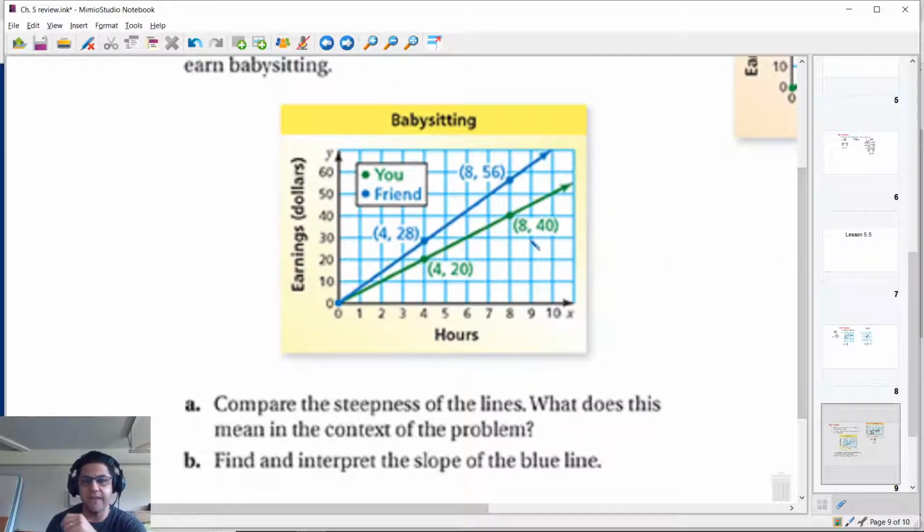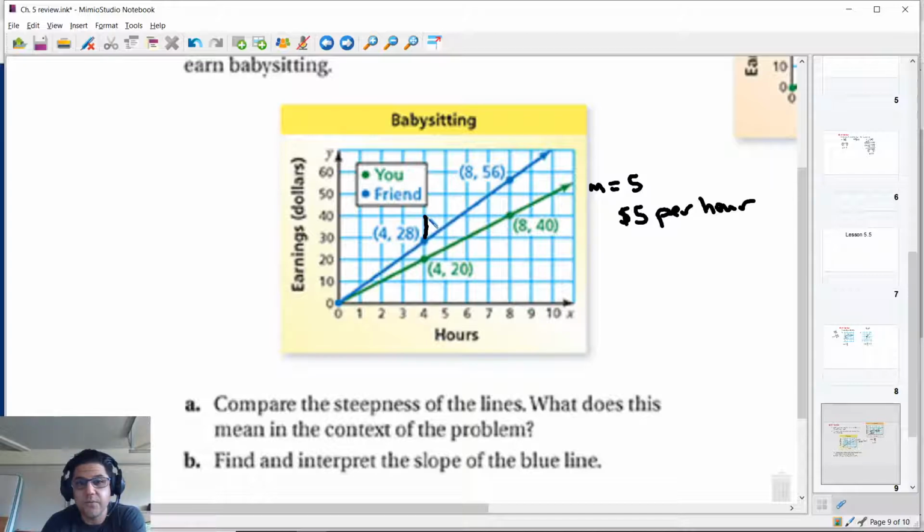Now, didn't we already find the slope of the red line? 5. So I'm going to say the slope is 5. And I think that really comes out to $5 per hour, because again, it's a rate of change. All right, so our friend here, that friend looks like they're going to be making more money than you.